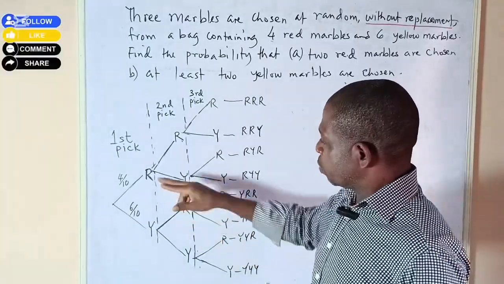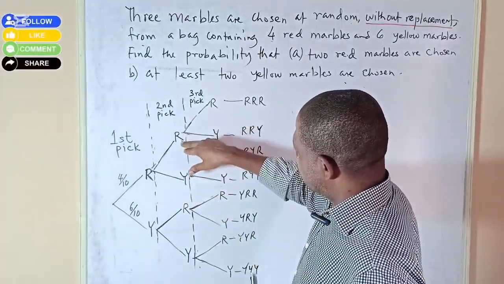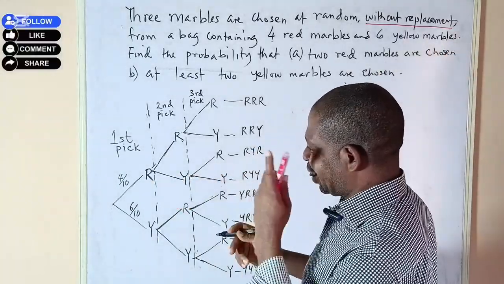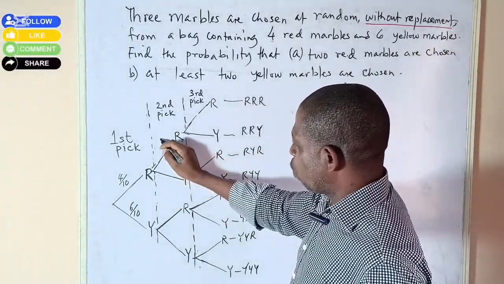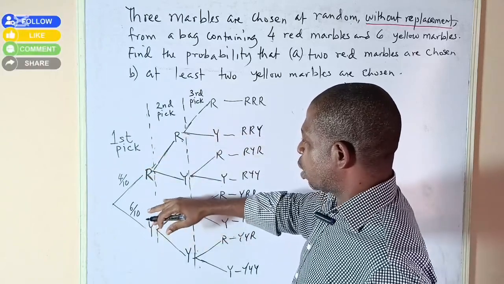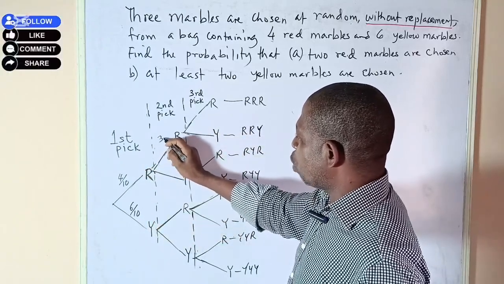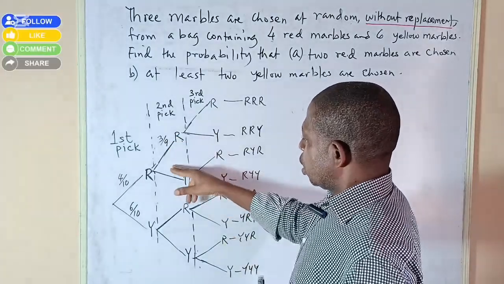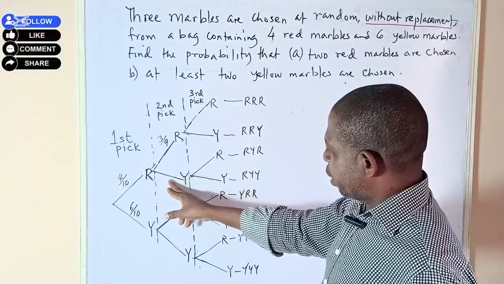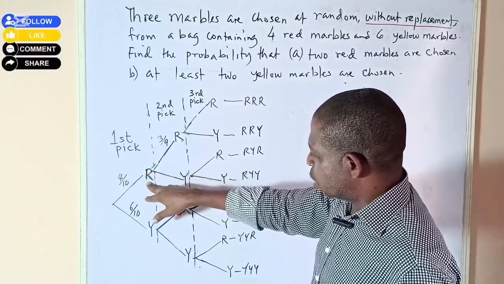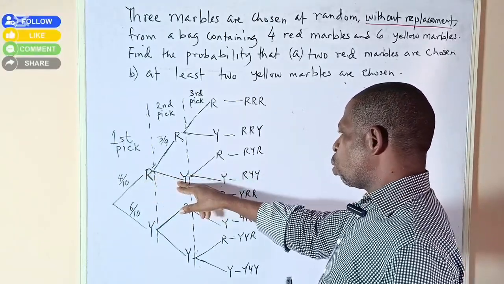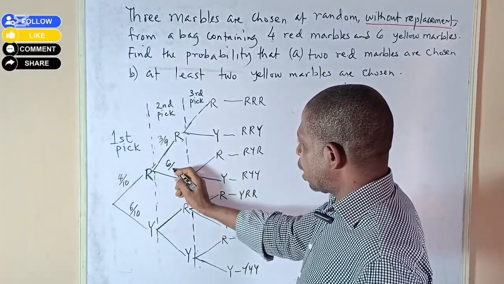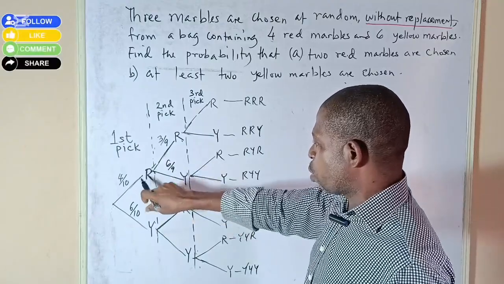For the second pick, if a red marble is picked again, remember, without replacement, the first red was not replaced. So there are 3 red marbles in the bag now, and there are 9 balls altogether. So we have 3 out of 9. Now let's look at this branch. You picked a red first here. You have not picked a yellow yet. So there are still 6 yellow balls, but there are 9 balls in the bag because you've not replaced this one.